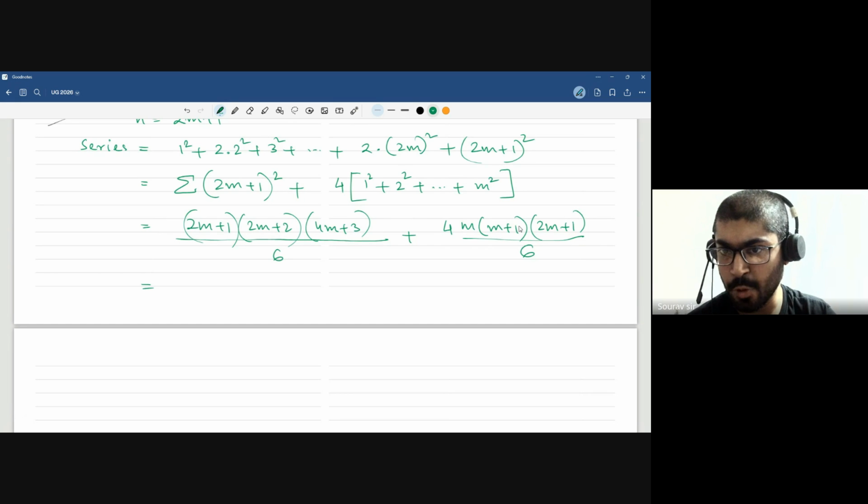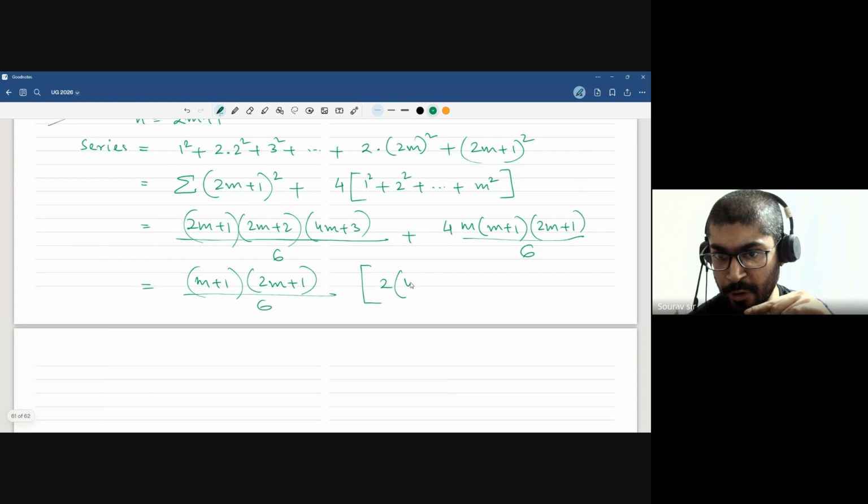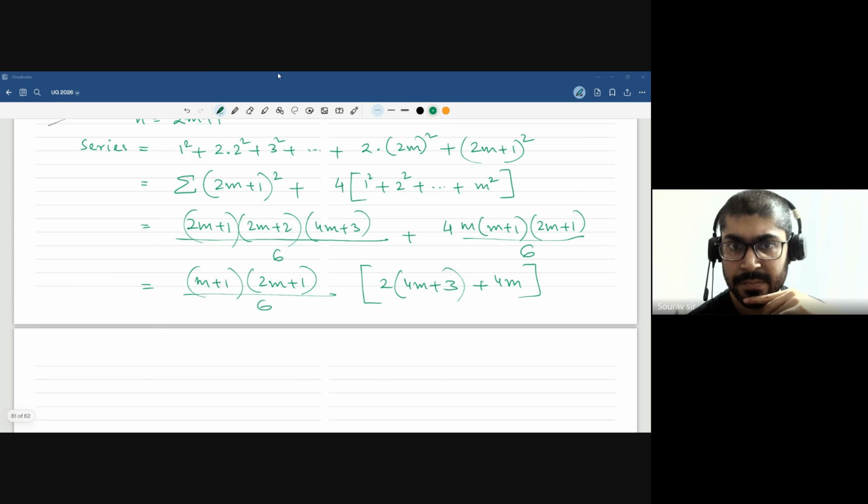So I can take here 2m plus 1 and m plus 1 outside, right? Let us check. I take 2m plus 1 and m plus 1, so m plus 1 into 2m plus 1 by 6 outside. What remains in the brackets? In brackets, it remains 2 into 4m plus 3 and 4m, right? Because this m plus 1 here was multiplied by 2. So I just kept it.